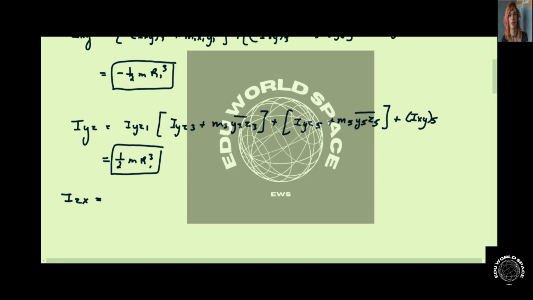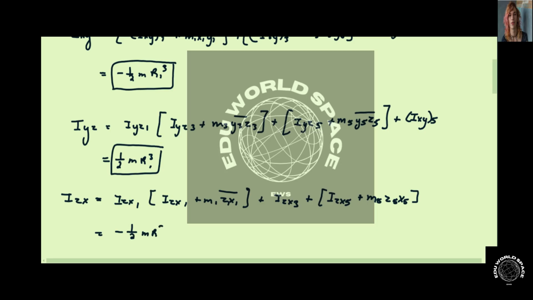And then we have I_zx, which is going to be equal to I_zx1 plus m1z1x1 plus I_zx3 plus I_zx5 plus m5z5x5, and you get 1/2 m R3.